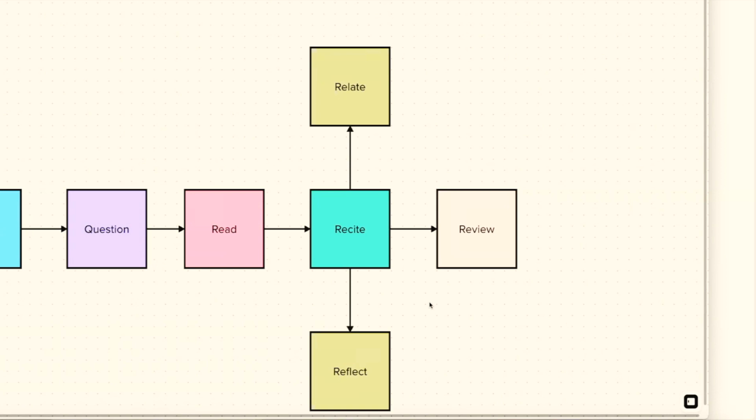So the actual concept is SQ3R, but I have come up with SQ5R. The worldwide used one is survey, question, read, recite, review. During the recitation, you can have a relation with your known content, and you can also create the reflect, which means you are creating summaries until it is really finalized in your mind, and you're really confident on the topic and ready to tackle any kind of question that comes under it. And finally, there is a review.